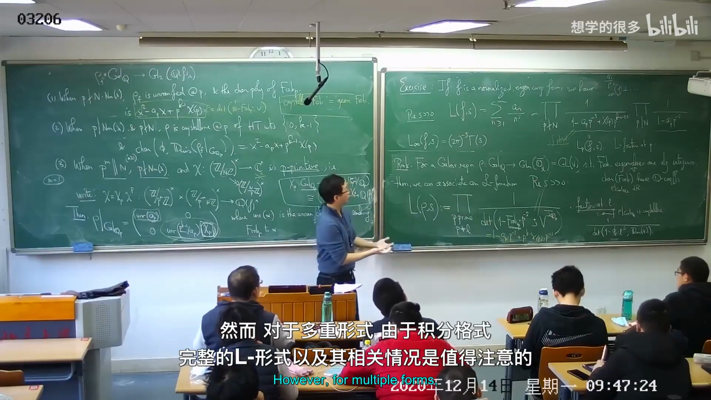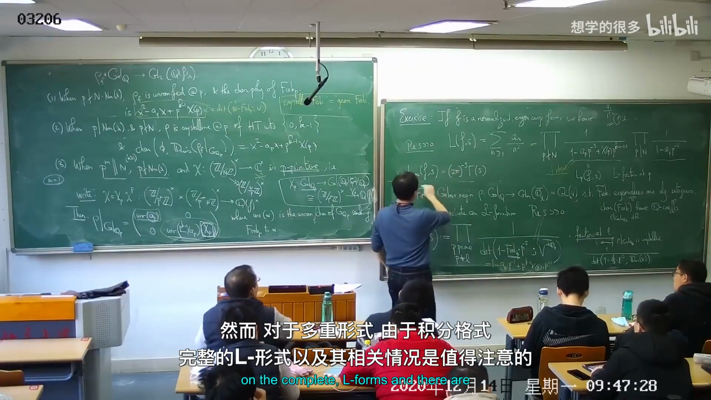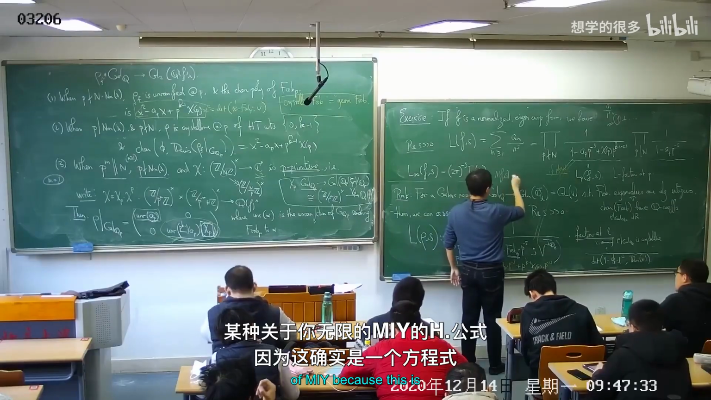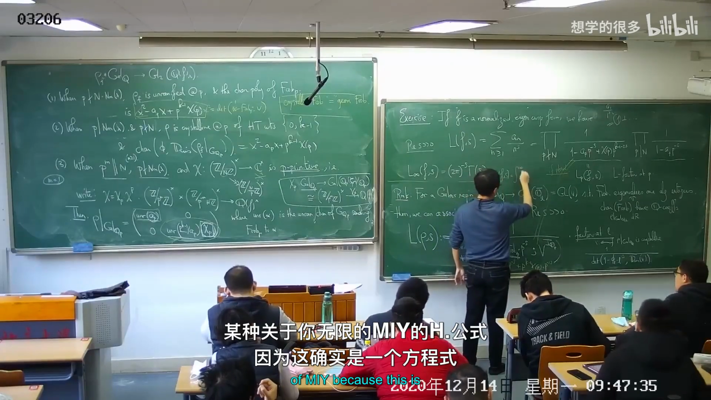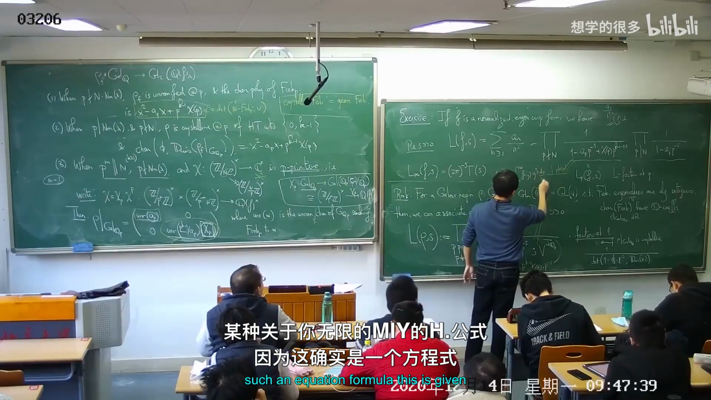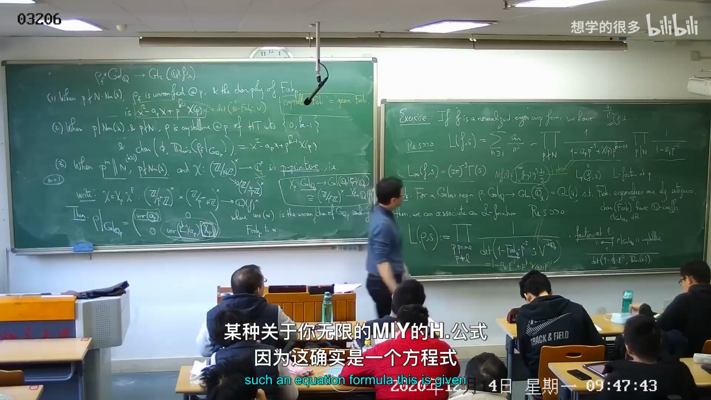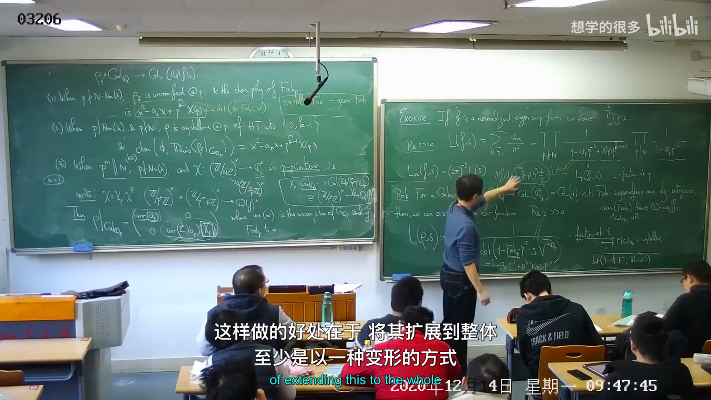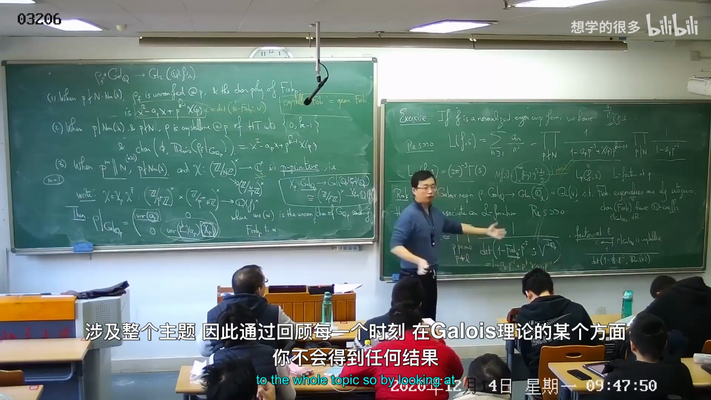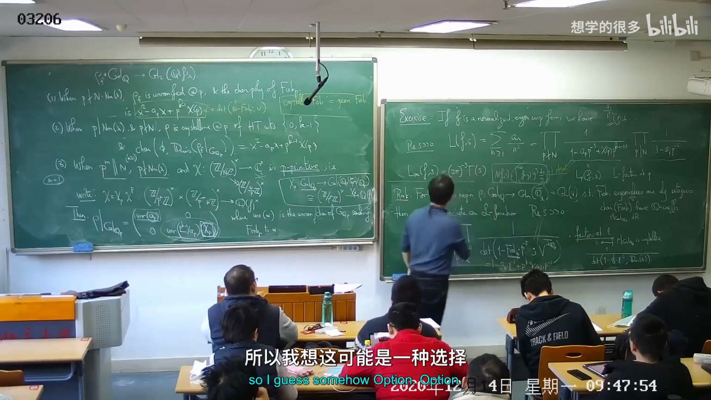However, for a modular form, because we have the integration formula, the complete L function is some sort of integral from 0 to infinity of f(iy) y to the s dy over y. Because of such an integration formula, this gives us the advantage of extending this to the whole complex plane, at least meromorphically. So by looking at automorphic data, where on the Galois side you don't have any.